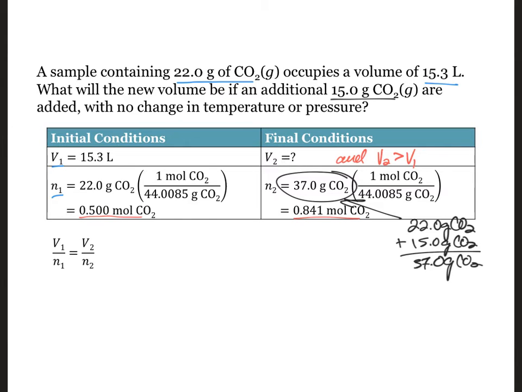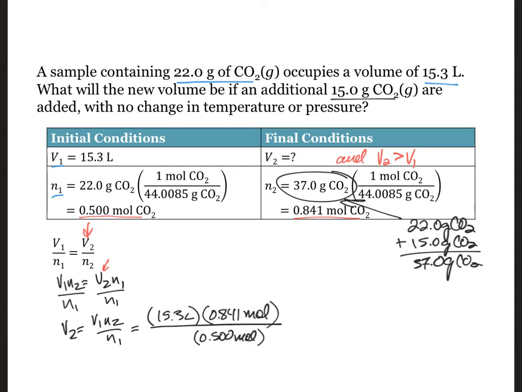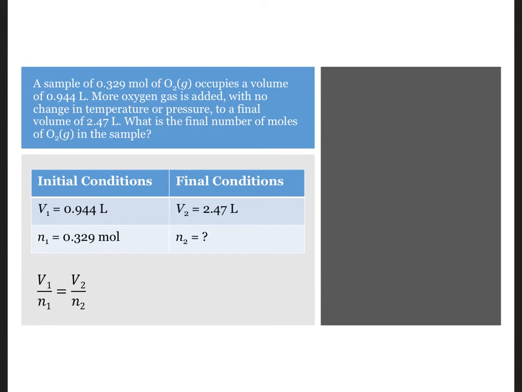Rearranging Avogadro's law to isolate V2, we get V2 equals V1 times N2 divided by N1. Plugging in the data, we get V2 equals 15.3 liters times 0.841 moles divided by 0.500 moles equals 25.7 liters. Here's one for you to try.